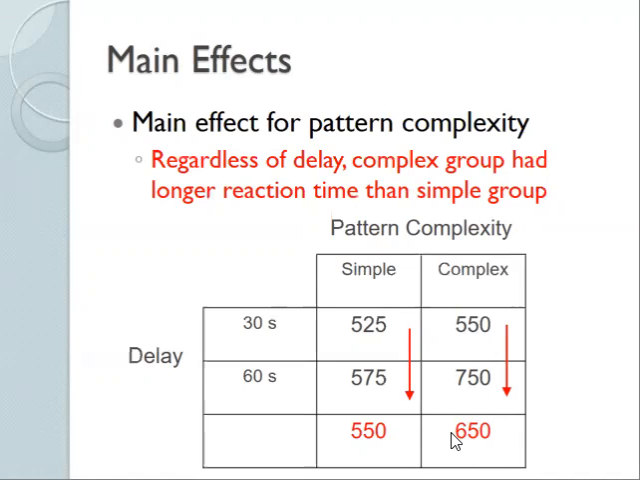So reaction times are sometimes confusing. A longer one is bad, right? So the complex pattern took longer to respond compared to the simple pattern. When you're interpreting any kind of main effects or interactions, make sure that you go back to the dependent variable, right? In this case, it's reaction time. So you want to make sure you talk about that. Just calculating the averages, the means, is not enough. You need to interpret them as well. So you would say, regardless of delay, the complex group had a longer reaction time, our dependent variable, than the simple group.